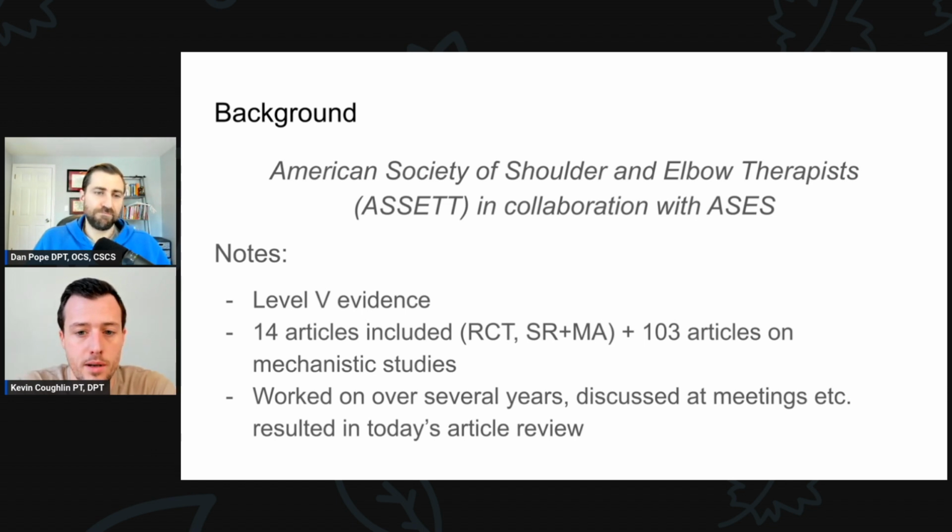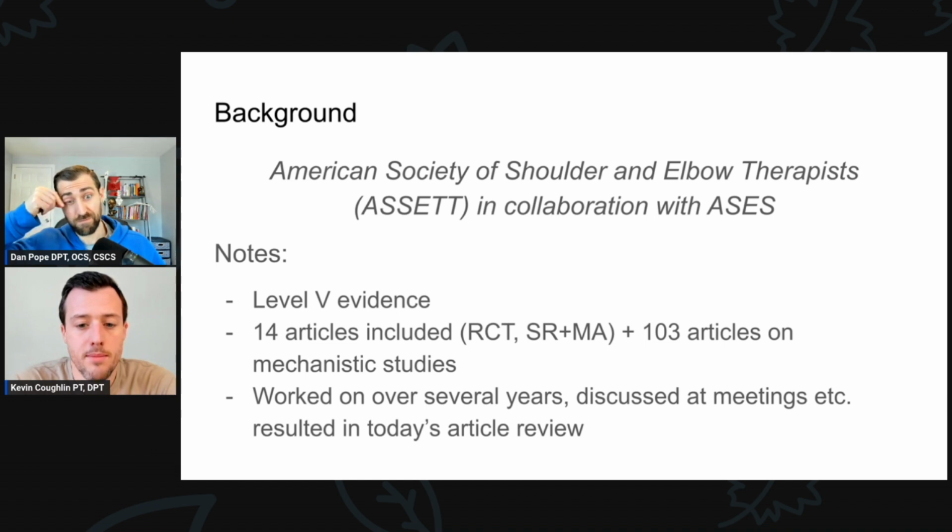So just a little note about the consensus statement is, as a consensus statement, it's level 5 evidence. So we're looking at expert opinion, but it is based on a lot of research, right? They scanned a bunch of the databases, and what they ended up landing on was 14 articles, and those included randomized controlled trials, systematic reviews with meta-analyses, and 103 other articles on mechanistic studies.